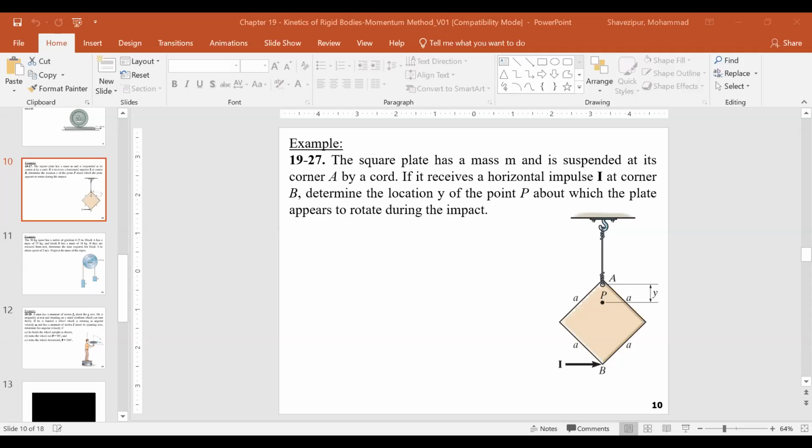So each side of this rectangular plate has the length of A, and you want to find the point P. So technically you want to find this distance.